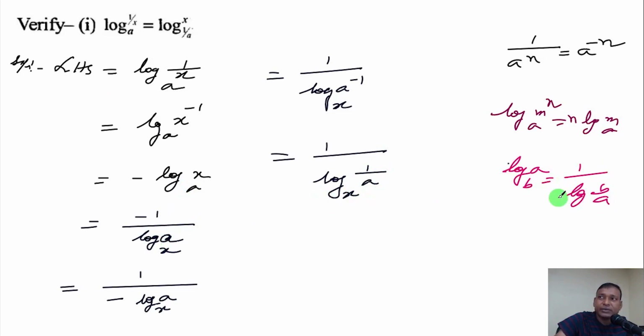Now in this step also I am going to use it, because it is of the form 1 by log b to the base a, which can be written as log a to the base b. That means if I remove this, the base will get changed. Here the base is x, now it will become 1 by a. So now you can see we got our right hand side. It is log x to the base 1 by a. Right hand side, hence verified.